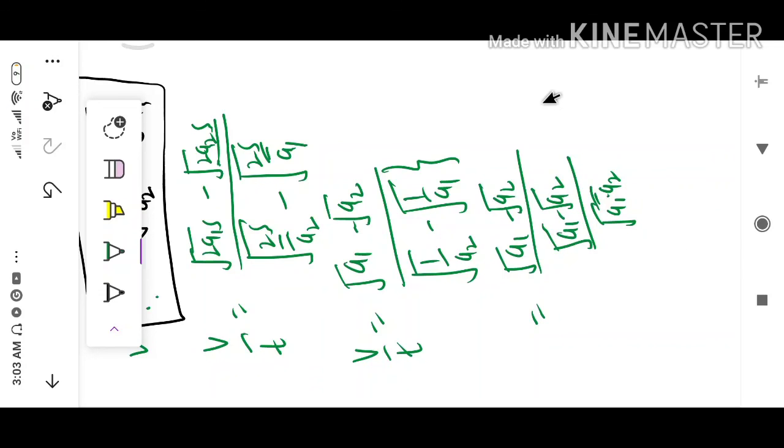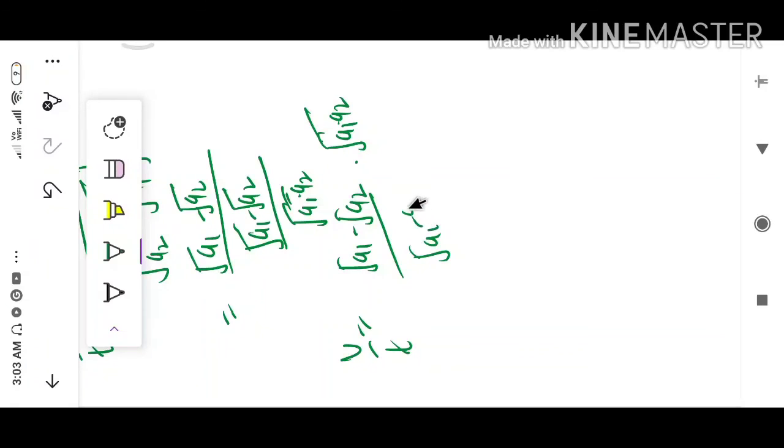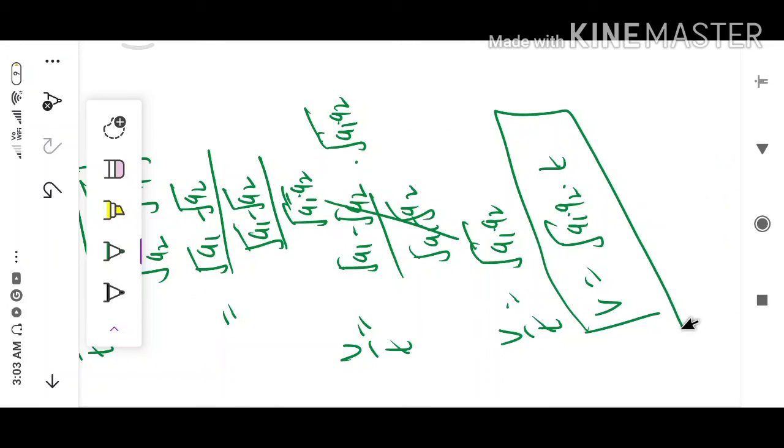Now when I solve this, finally v by t is equal to root a1 minus root a2, multiplied by root a1 a2, divided by root of a1 minus a2. That will get cancelled, so you get v by t is equal to root a1 a2. Therefore v is equal to root a1 a2 into t. This is the answer which we had to prove.